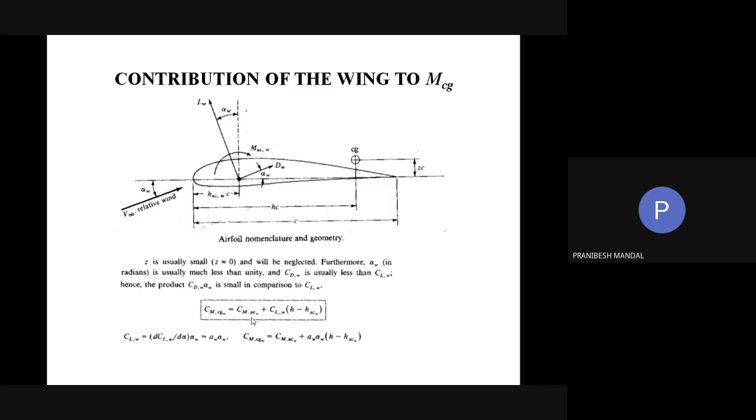Will CMAC be dependent on alpha? No, sir. Correct. Because that is the aerodynamic center moment and that cannot be dependent on alpha. So for this particular equation, only CL is dependent on alpha. CL is a function of alpha, to be honest.